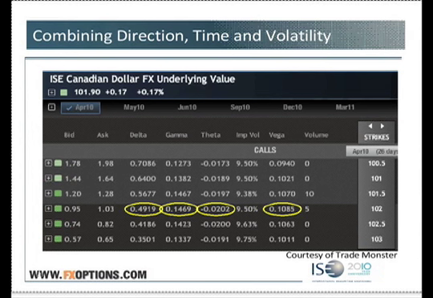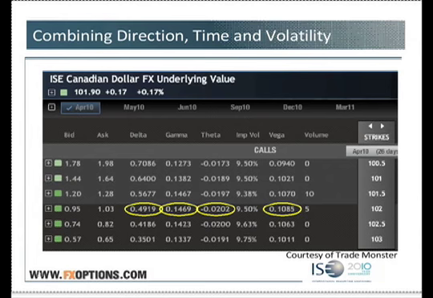So, am I looking for a 1-point rise? If I am, these are just about a 50 delta. It'd make about 50 cents. Am I looking for a 3-point rise? Then I'm thinking about making $1.50. Actually more, because if I'm buying the option, gamma's going to help me out.